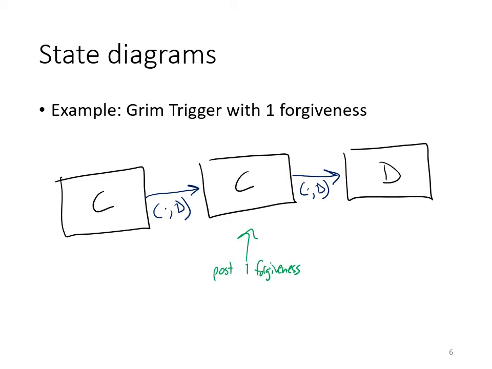There's no exit out of this. Whoops, wrong color. There's no exit out of this because it's Grim. There's no way to get me back to cooperating once I have been sort of triggered here.